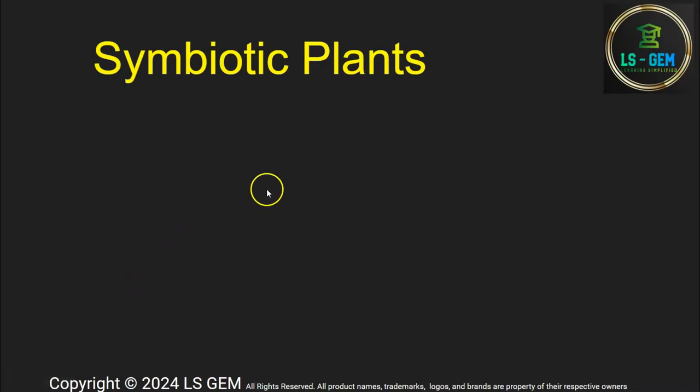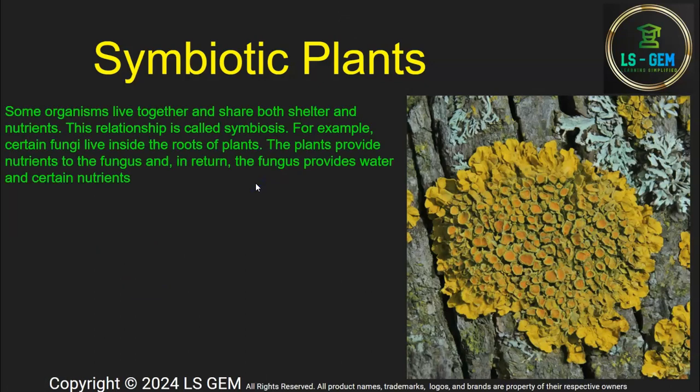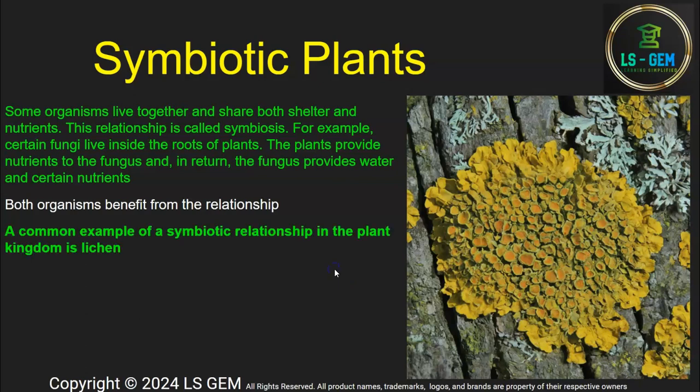Next type of nutrition is symbiotic plants. Some organisms live together and share both shelter and nutrients. This relationship is called symbiosis. For example, certain fungi live inside the roots of plants. The plant provides nutrients to the fungus, and in return the fungus provides water and certain nutrients. Both organisms benefit from the relationship.